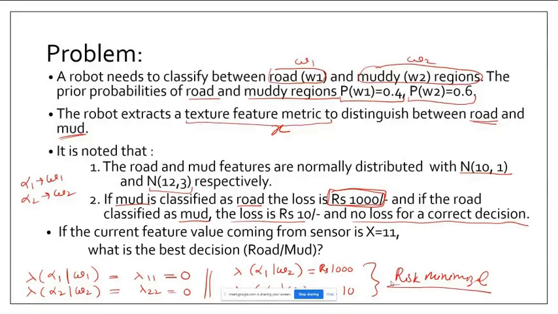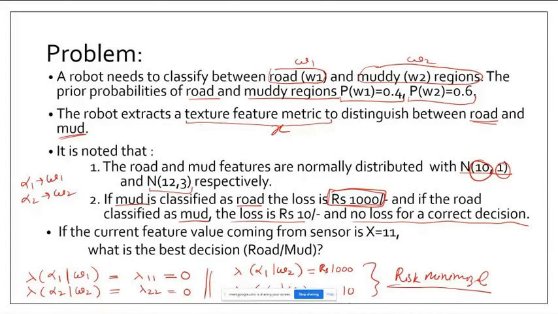between road and muddy region. The prior probability of road and muddy regions are 0.4 and 0.6 respectively. The robot extracts a texture feature metric called X to distinguish between road and mud. Now it is noted that the road and mud features are normally distributed with mean, that is mu, equal to 10, and variance is 1.